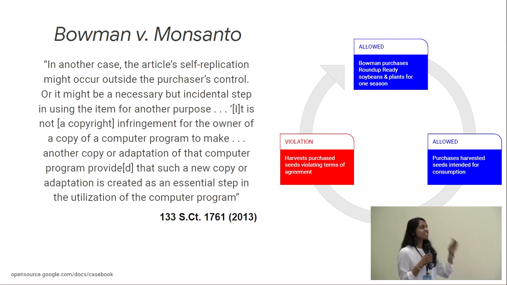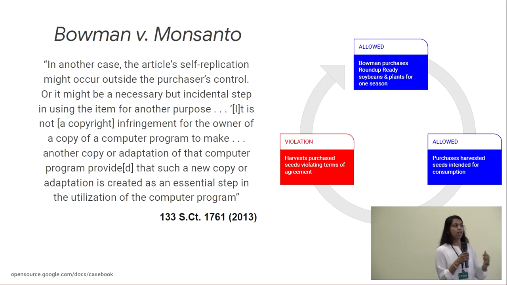They make seeds. Monsanto has these Roundup Ready soybeans that it will sell to its farmers. The farmers can use it once in a season, and when they harvest the seeds that have been made from that, they can't replant them. Their option is to sell it to a grain elevator, and then it's used for consumption. Bowman, being the great farmer that he is, did that, but what he also did was he bought seeds from those grain elevators that had these Roundup Ready soybeans in them because farmers were selling them back, and he harvested those. He actually did it for like 11 cycles before Monsanto found out, and then Monsanto sued for patent infringement.